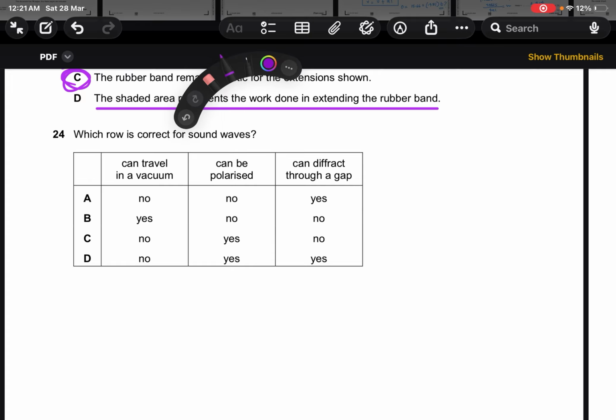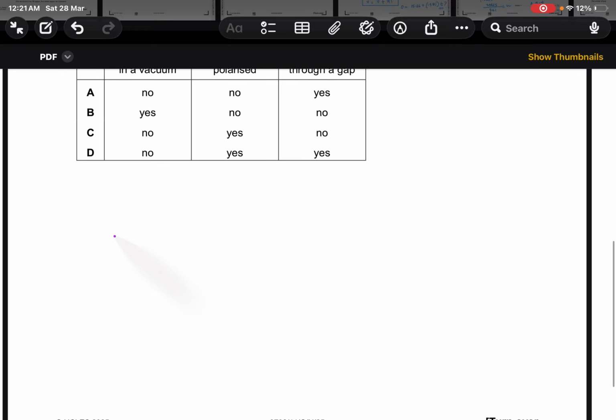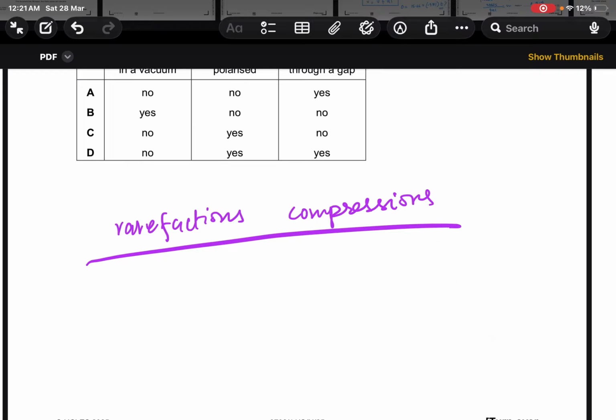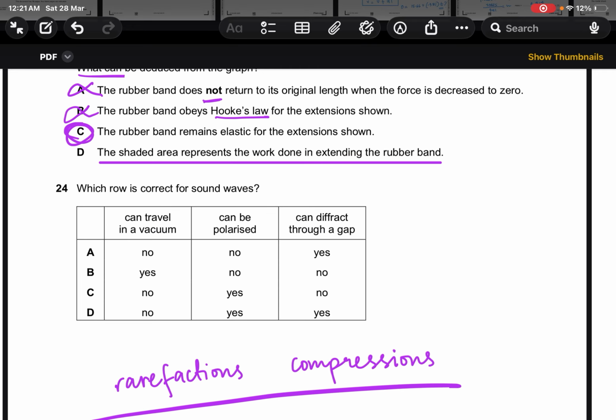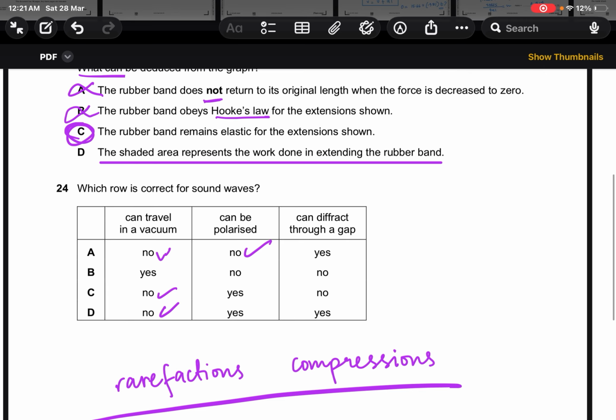Can travel in vacuum? No. Sound needs a medium to travel because sound propagates by means of rarefactions and compressions, and compressions and rarefactions need a medium to be formed. So, can travel in vacuum? No, it cannot. Can be polarized? No, only electromagnetic transverse waves can be polarized.